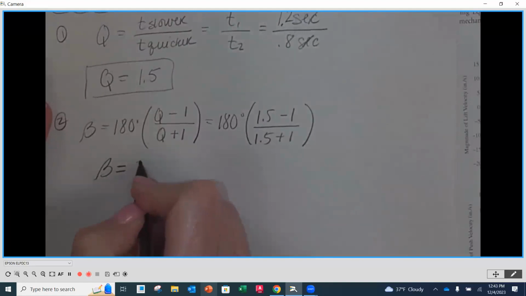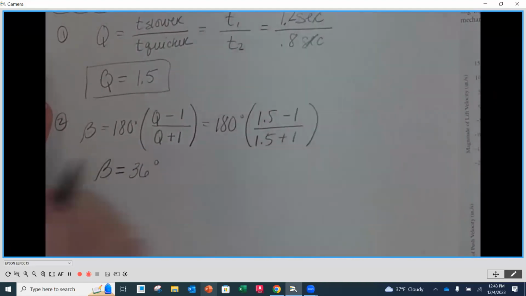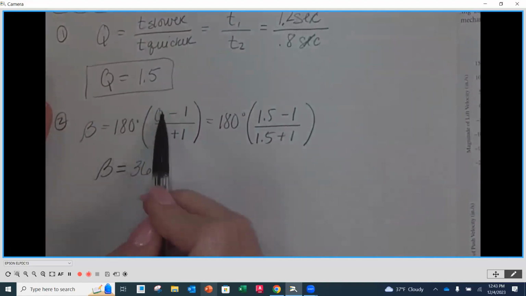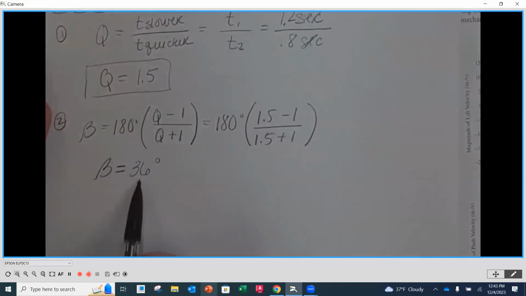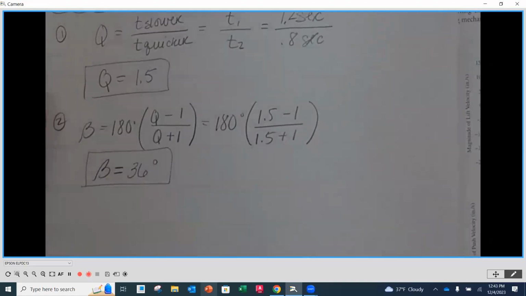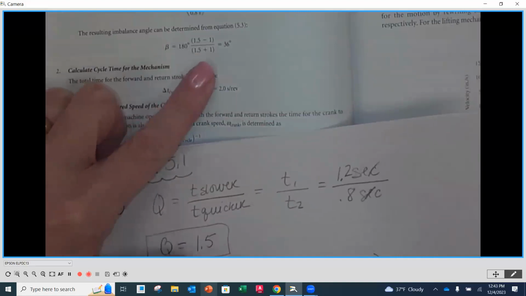36, yes, and it would be 36 degrees, right? Yep, because the degrees is here. These are dimensionless here. So 36 degrees, excellent. And if we compare to the book, they got the very same thing as well. Okay. All right, so we've got beta done.